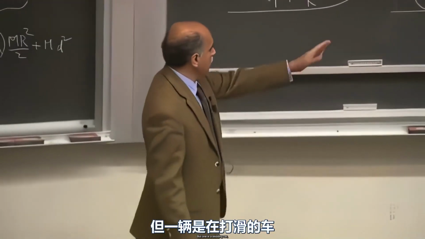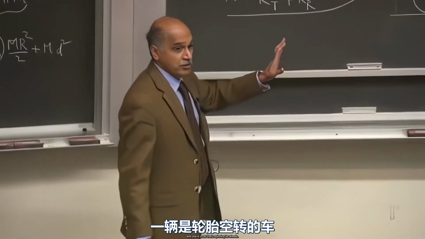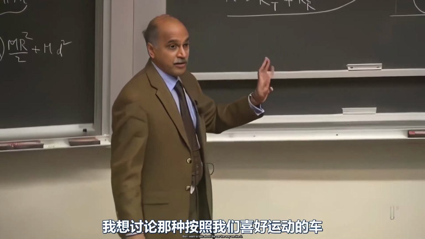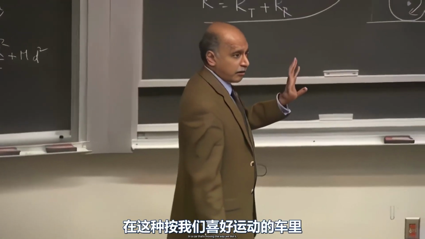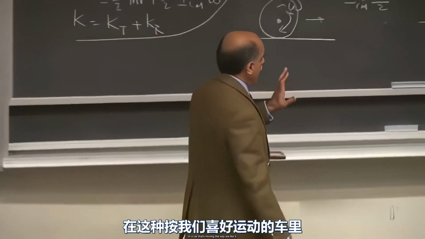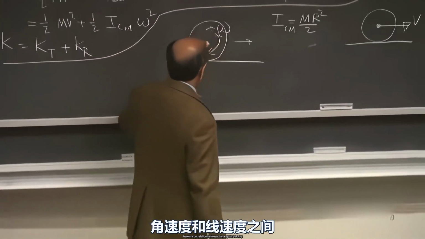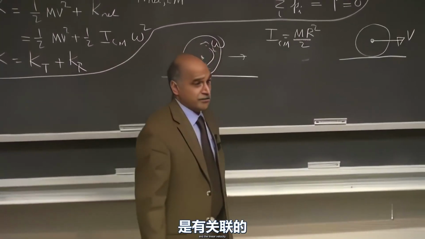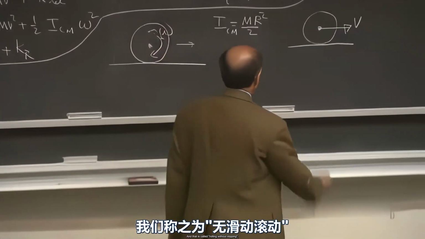One is a skidding car and one is a car that's spinning its wheels. But I want to talk about the car the way we like it. In a car that's moving the way we like it, there's a correlation between the angular velocity and the linear velocity. And that is called rolling without slipping.